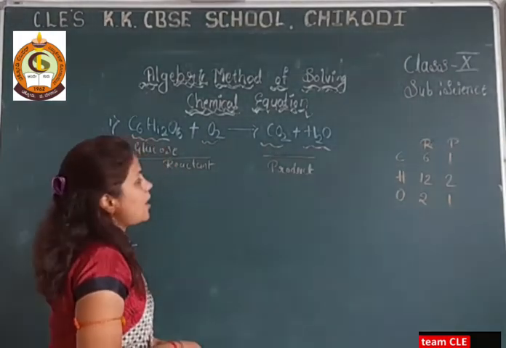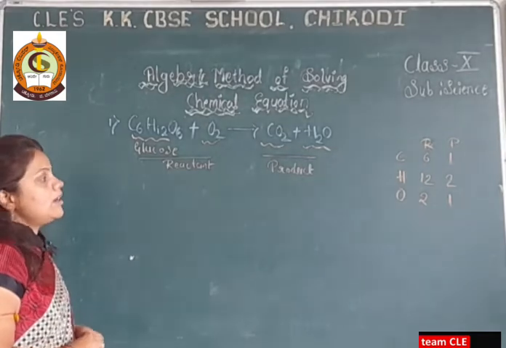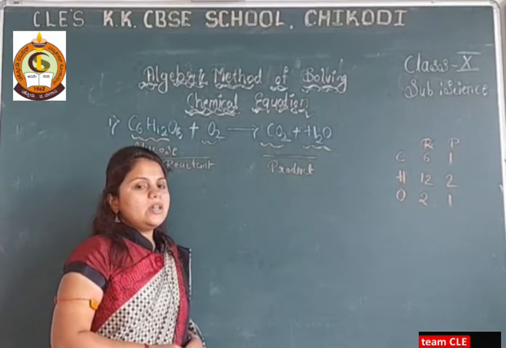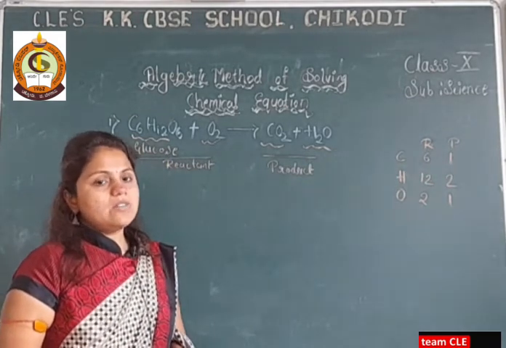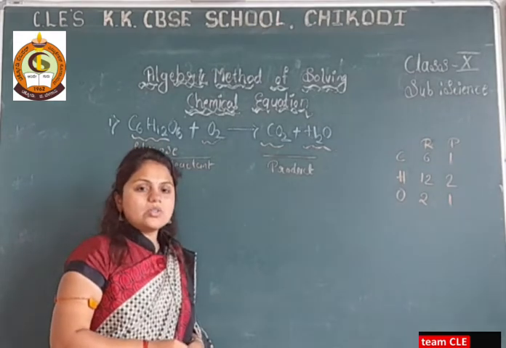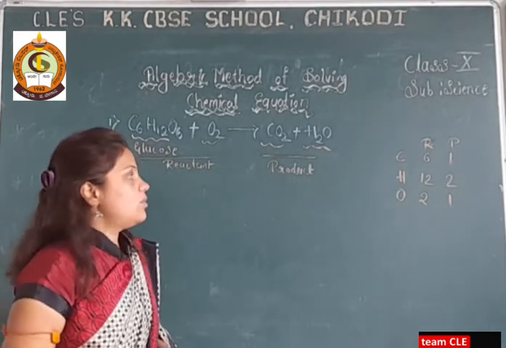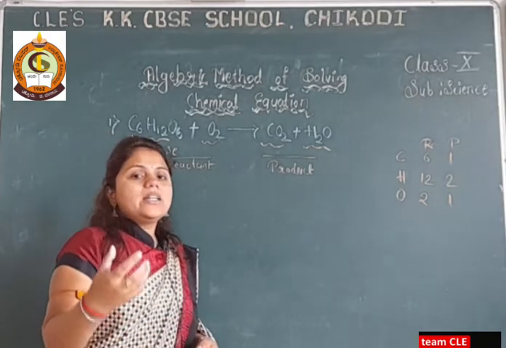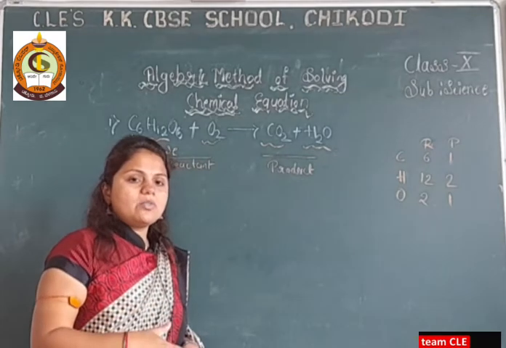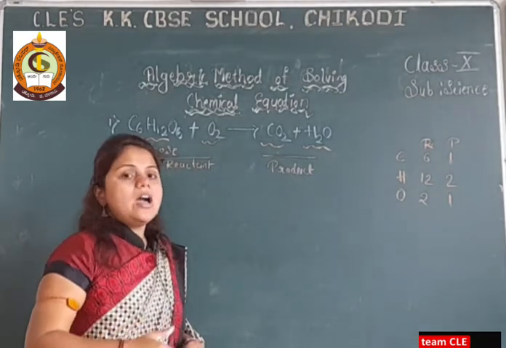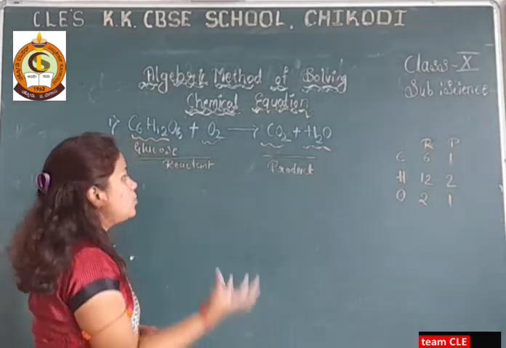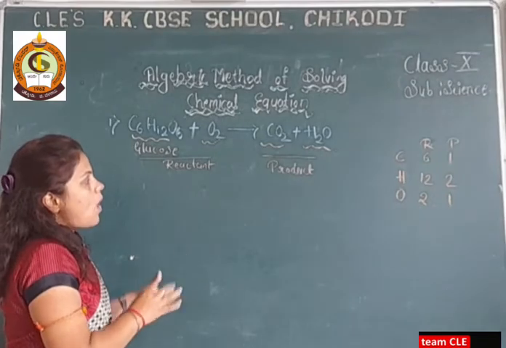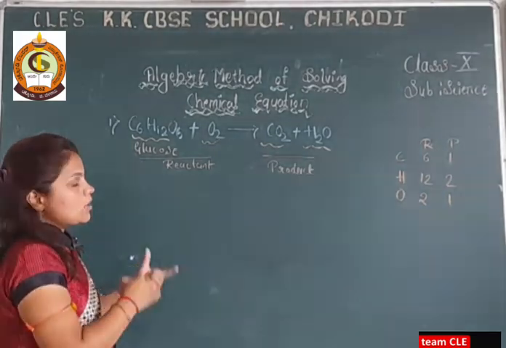For balancing the chemical equation by the algebraic method, we have to take the help of variables. Usually which variables do we use for such problems? That is A, B, C, D. We have to formulate the equation, then go for the solution, and after getting the solution, put those values into the equation. Let's see how we go about the solution.